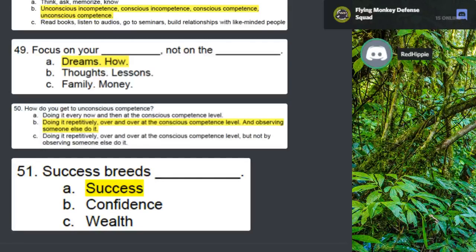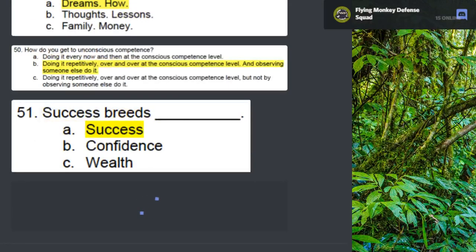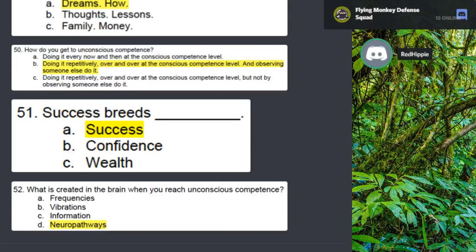What is created in the brain when you reach unconscious competence? Specific synapse connections. I don't remember. Well, I'm going to give you 2 points because it's neural pathways, which is pretty much the same thing. Oh, wow. Look at that.